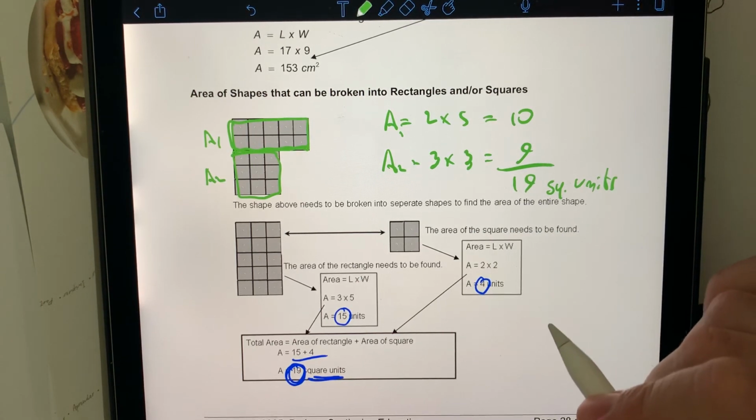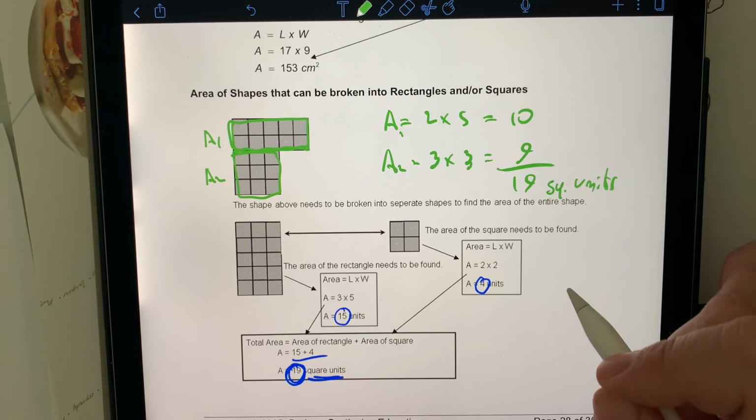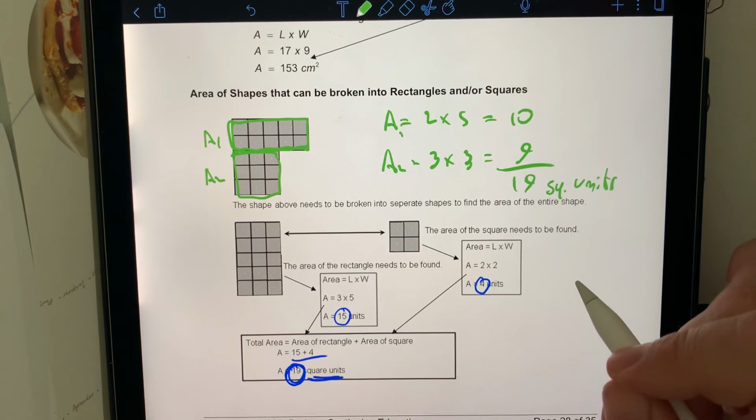So that was our lesson on finding areas of rectangles. Let's do some practice questions.